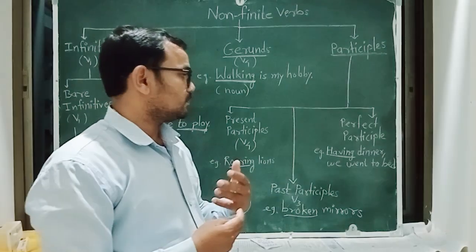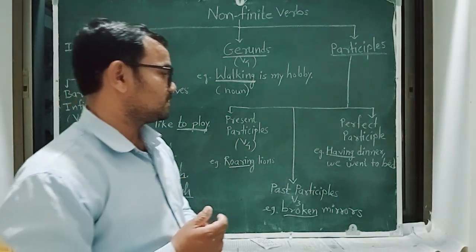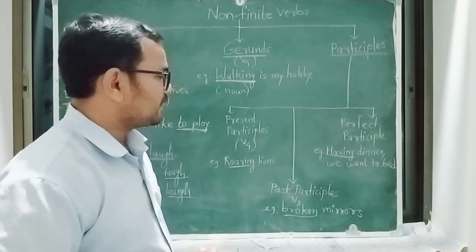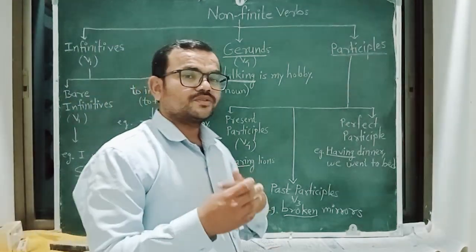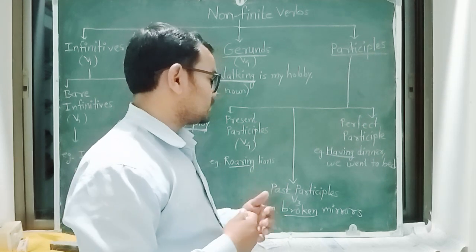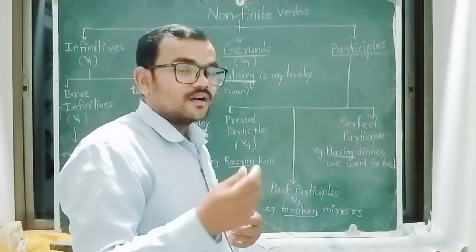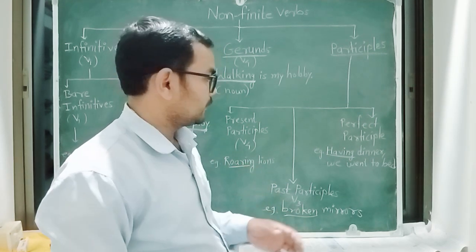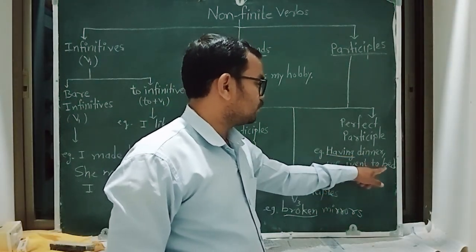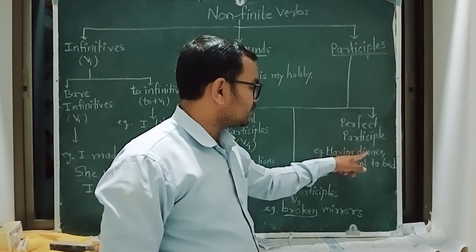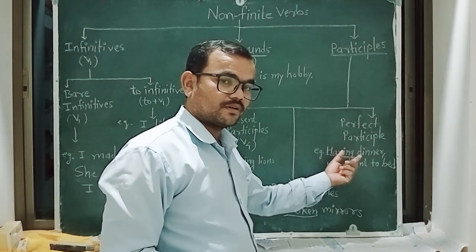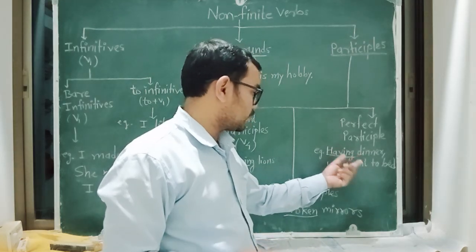Now let's come to the third type of participle, which is the perfect participle. Perfect participle denotes the completion of action, right? Denotes the completion of an action which has an effect on the other action in the sentence, right? If you look at this example, having dinner, we went to bed, right? So having dinner, right? So taking dinner, that action has happened, right? That action has been completed over here.